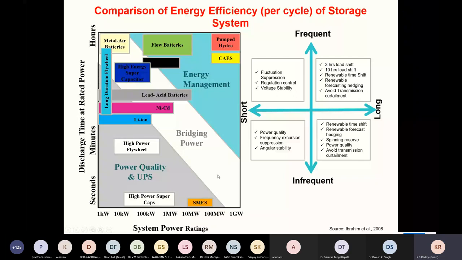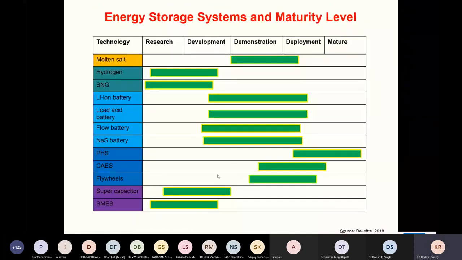Now, if you look at the energy storage options here, covering from supercapacitors to flywheels and flow batteries, because we are also working on those, and hydrogen storage, molten salt. Molten salt is a thermal energy storage, and what level they are at, whether it's the 4D approach, research, development, demonstration, deployment, and of course mature technologies also. You have to see how these are implementable.